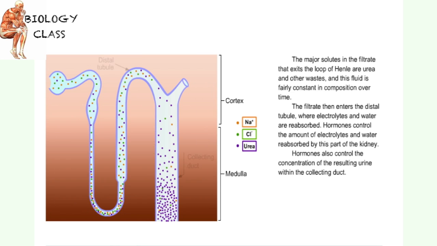The major solutes in the filtrate that exits the loop of Henle are urea and other wastes, and this fluid is fairly constant in composition over time. The filtrate then enters the distal tubule, where electrolytes and water are reabsorbed. Hormones control the amount of electrolytes and water reabsorbed by this part of the kidney. Hormones also control the concentration of the resulting urine within the collecting duct.